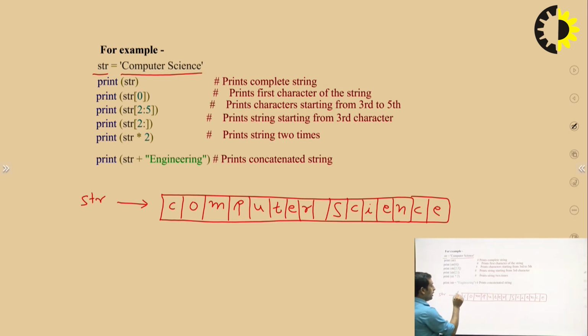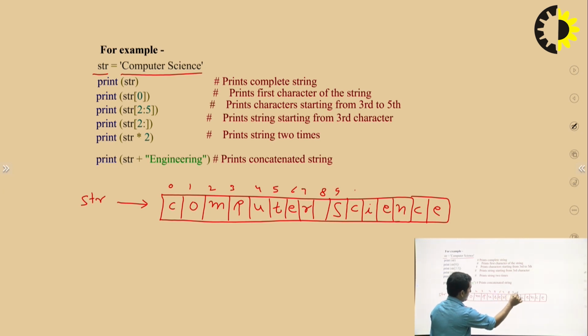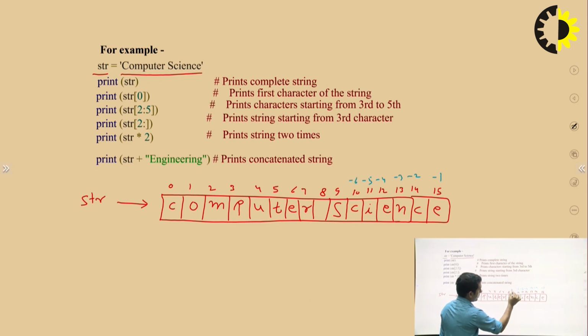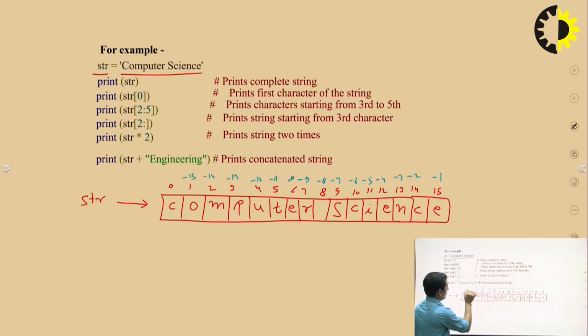Now the positive indexing starts with 0, 1, 2, 3, 4, 5, 6, 7, 8, 9, 10, 11, 12, 13, 14 and 15. If we use negative indexing, it works as minus 1, minus 2, minus 3, up to minus 14, minus 15 and minus 16. These are negative indexing. Now we perform the different operations here. This is the memory allocation, this is positive indexing and this is negative indexing. You can use both.